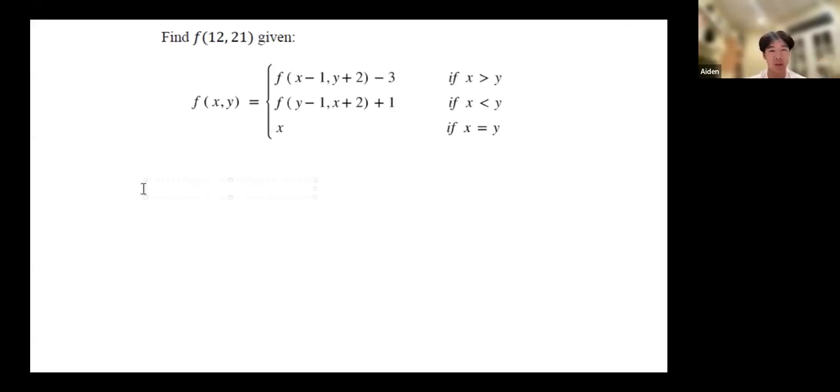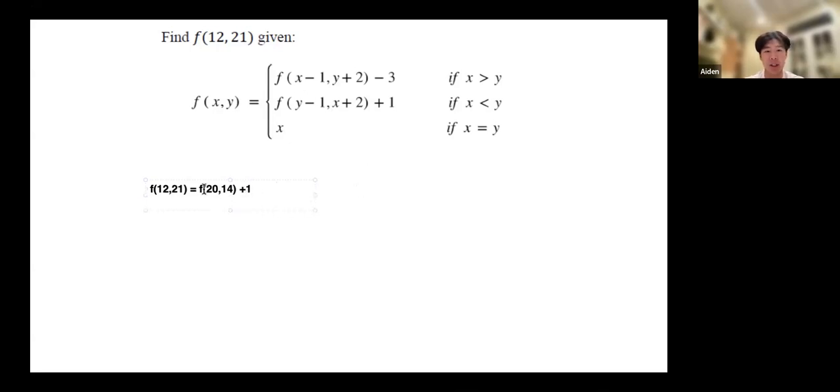Here we are trying to find f of 12 comma 21. In this case, 12 is our x and 21 is our y. Since x is less than y here, we follow the second case. To be careful, you have to remember that the y and the x switch places here. So this would give us f of y minus 1, which is 20, comma 14, since it's x plus 2, and then plus 1.